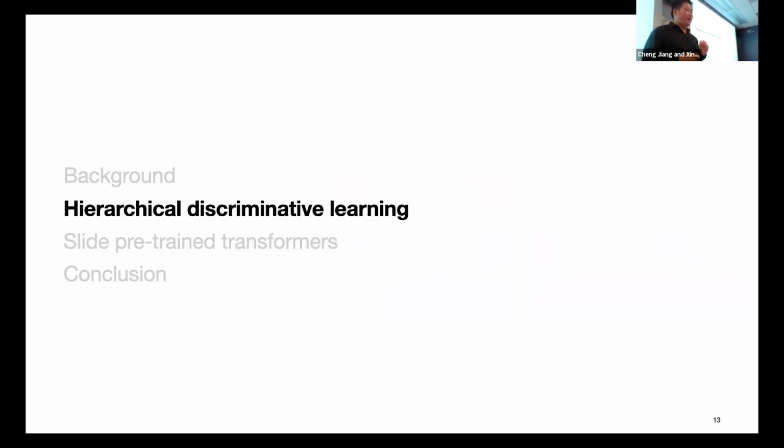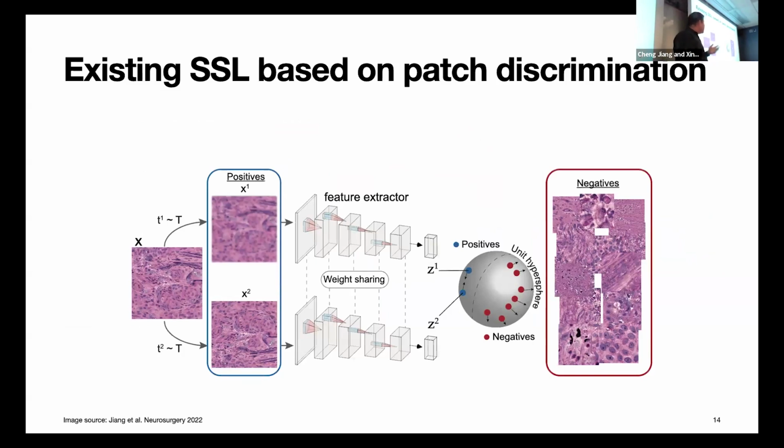I'll give you a little bit of background on how existing self-supervised learning work for patches. We have a whole slide image, and we have already divided it up into smaller patches. So we have this patch which is very nicely sized, and we can fit that onto the GPU.